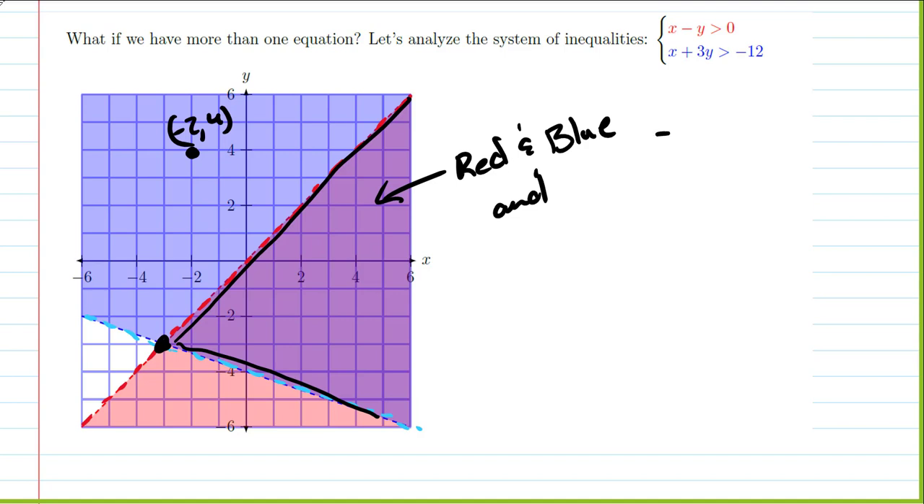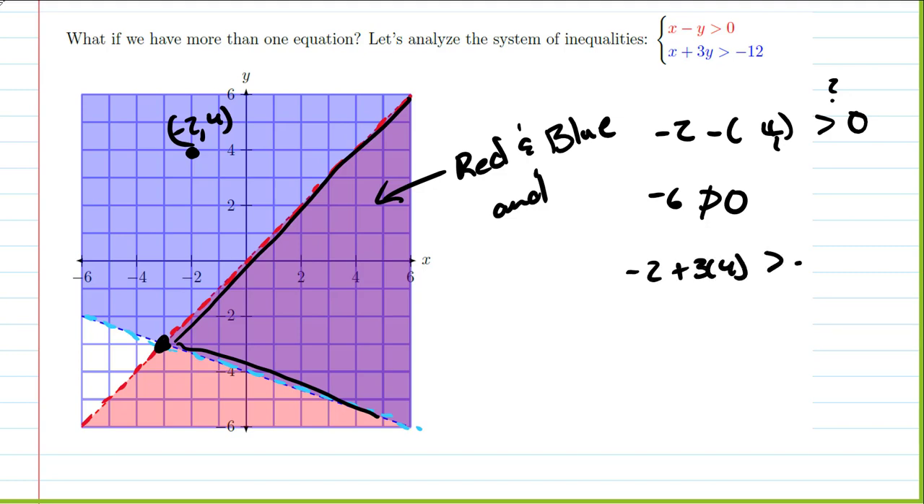And if we checked it, we would have negative 2 minus 4, and we want to know, is that bigger than 0? If we do that subtraction, negative 2 take away 4 gives us negative 6, which is not bigger than 0, right? But if we check it in the blue inequality, negative 2 plus 3 times 4, is that bigger than negative 12? Well, negative 2 plus 12 is negative 10, which is bigger than negative 12, right?